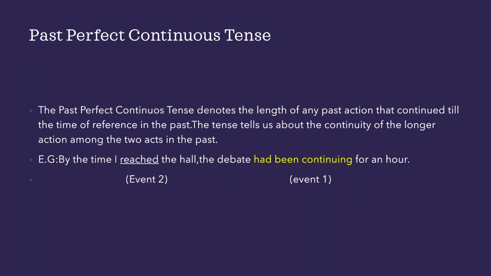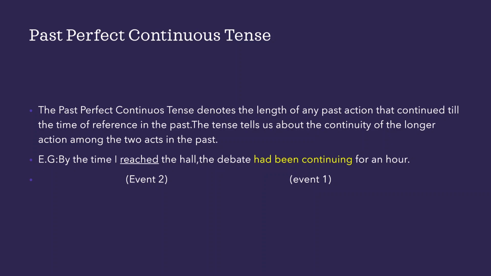Now the next tense, past perfect continuous tense. It denotes the length of any past action that continued till the time of reference in the past. The tense tells us about the continuity of the longer action among the two acts in the past. For example, by the time I reached the hall, the debate had been continuing for an hour. So, first event had been continuing. It started much before I reached. So, I reached, this is event 2.